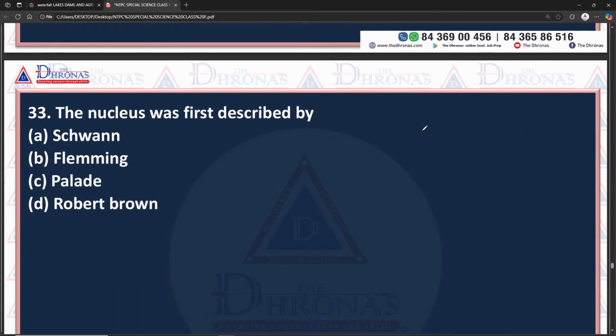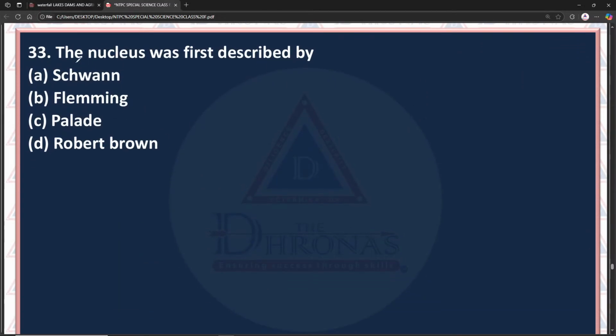On to the next question, question number 33. The nucleus was first described by, options: Swan, Fleming, Pallard, and Robert Brown. तो न्यूक्लियस किसने डिस्कवर किया? Who first described nucleus?